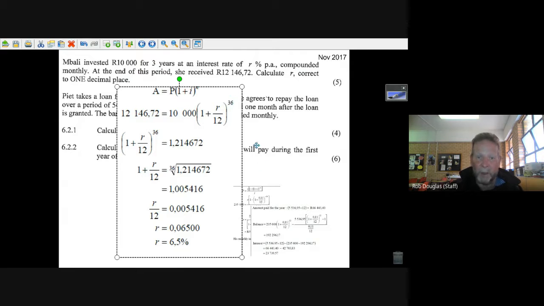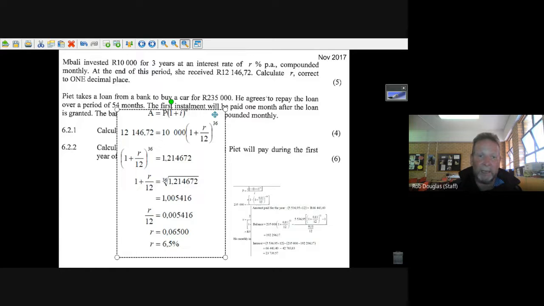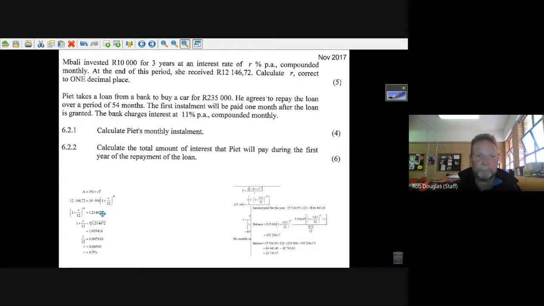Well, that's the first question. We just figured out what the interest rate must be. We put in all the stuff we knew, but the per annum interest we just left, and then we solved for it. We had to divide by 10,000, take the 36th root of both sides, subtract 1, and multiply by this 12. And that's how we got the answer. Let's take a look at the next question.